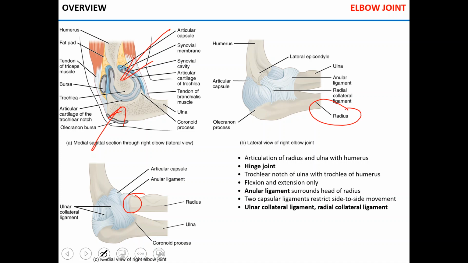There are three main ligaments that stabilize this joint. Annular ligament that goes around the radius, radial collateral ligament shown here, and ulnar collateral ligament shown here. So these ligaments restrict the side to side movement, but the main stabilizing factor for the elbow joint would be the tendons of the muscles that cross it, basically tendons of biceps brachii and triceps brachii.